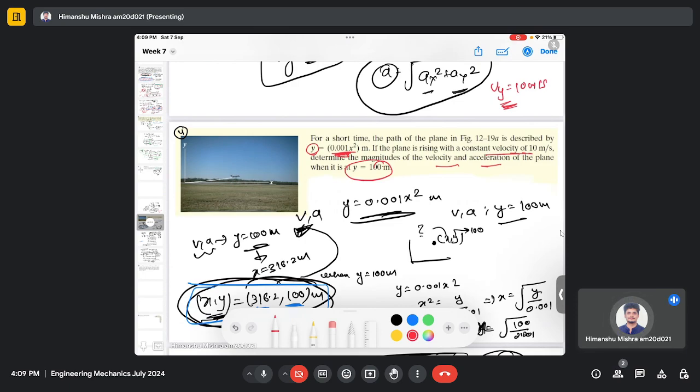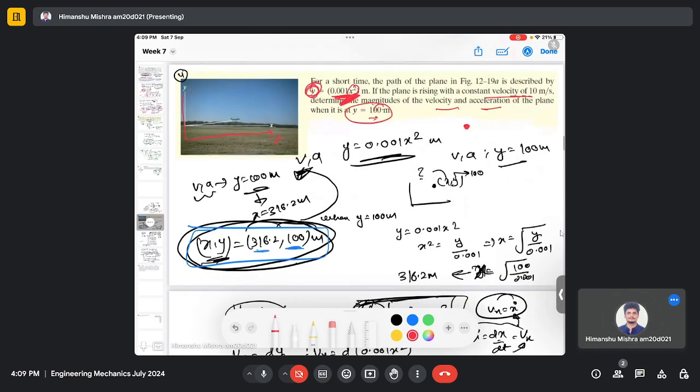But it's a two-dimensional problem, as you can see, in Cartesian coordinates x and y. So if you have any point where y equals 100 meter, there will be some definite x also associated with that point. If you substitute y equals 100 meter here, you can find x by using this relation, and we found it was 316.2. So at this point you need to find the velocity and acceleration.